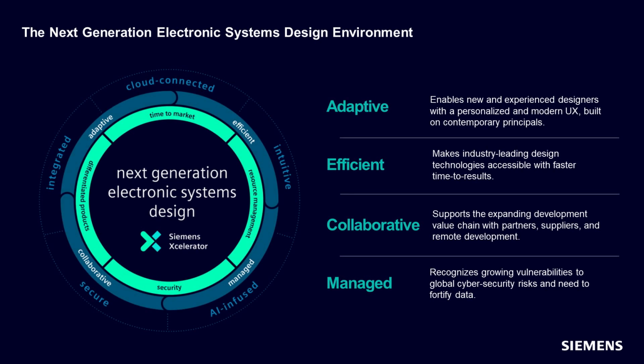So when we talk about the next generation electronic systems design platform, it's really built on these 4 tenets. And these 4 tenets are being adaptive, and by adaptive we really mean adaptive to the next generation demographic of engineers and how they want to operate and how we can get them up to speed within the environment as quickly as possible. We talk about efficiency and how we can help them with their design challenges from a design complexity standpoint. We talk about collaborative.